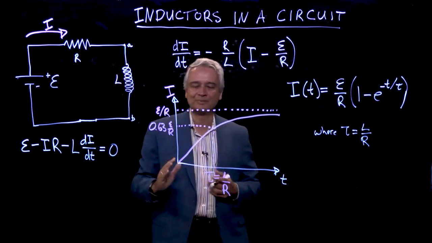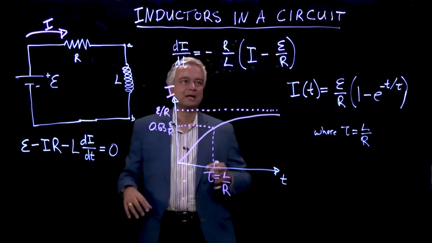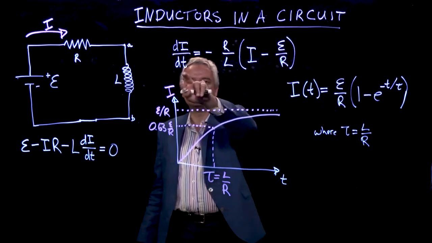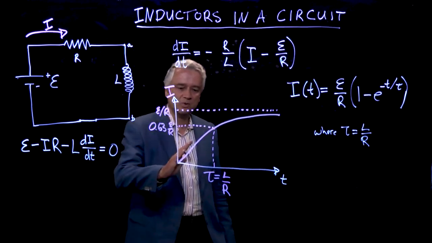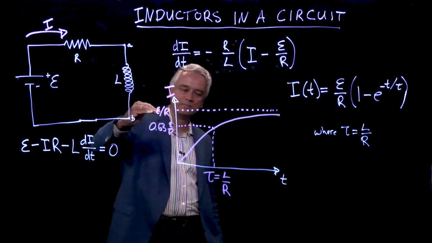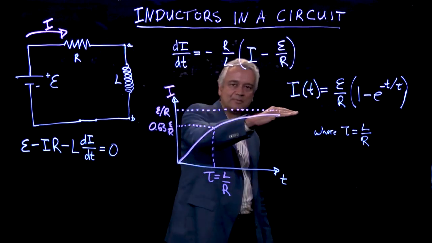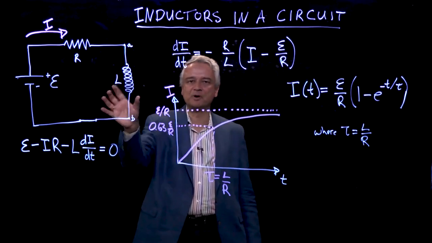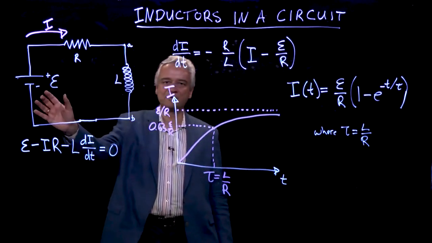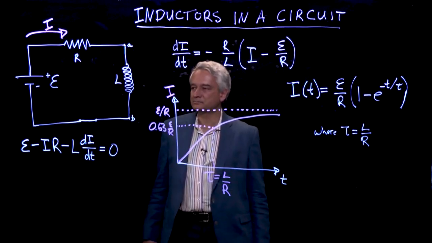You're starting to fill your bucket up. And you see from the equation that when I has risen to epsilon over R, di dt won't be changing anymore. So when I has risen all the way up to epsilon over R, the current's not changing anymore. That means you filled your bucket up with the most magnetic field energy you can put in there, given whatever the strength of your battery is.